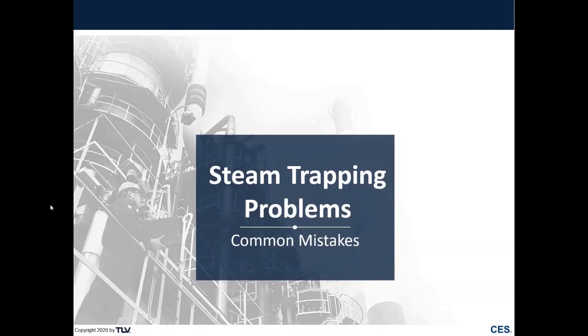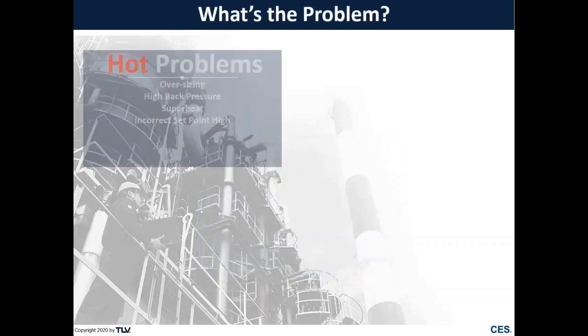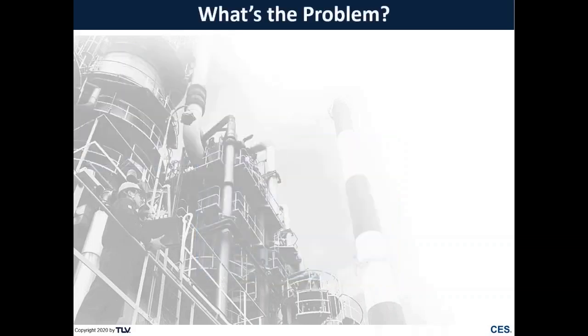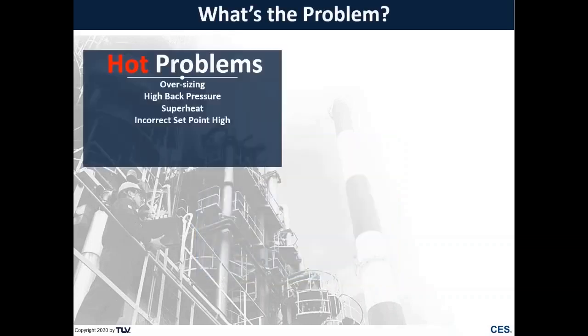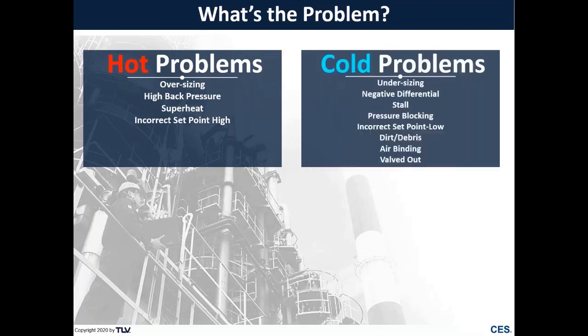All right. So we have 4 different types of CDL problems that we're going to be talking about. The first one's going to be hot problems, which is where the trap has failed to open and is causing steam to be leaking. Next is going to be a cold problem.